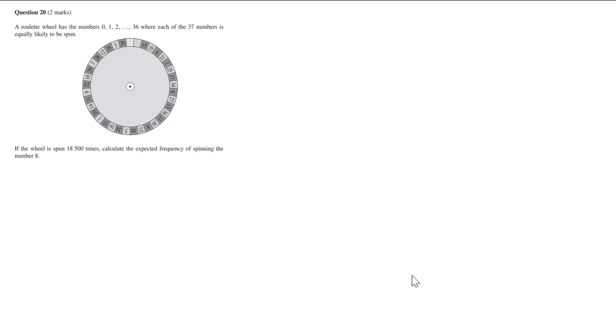So let's take the question out. So here we have the question. So in order to work this out, how many times number 8 will come, you first need to work out what is the probability of 8. So what is the probability of 8 appearing? 8 is one number out of 37 numbers, total of 37 numbers. So this is the probability of 8 appearing.